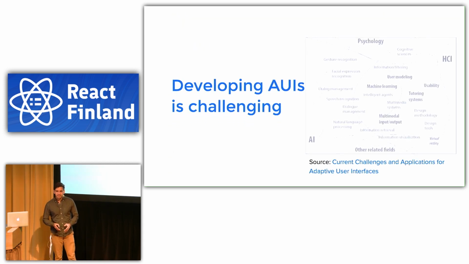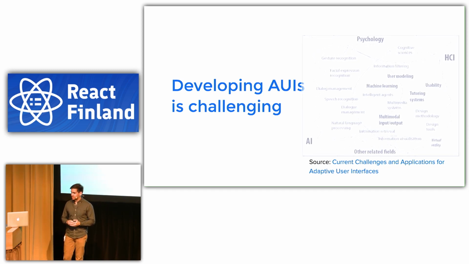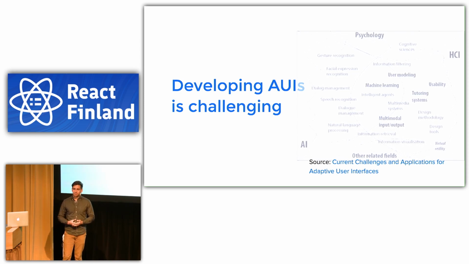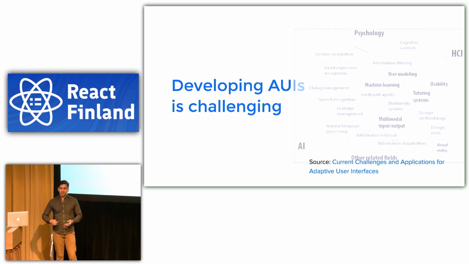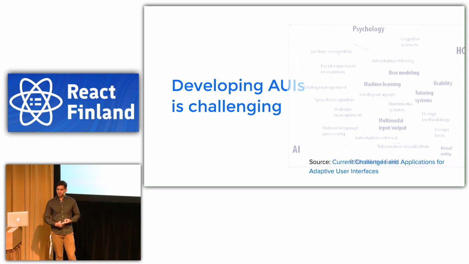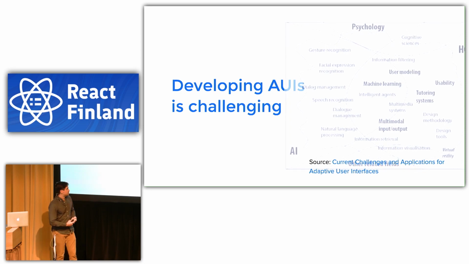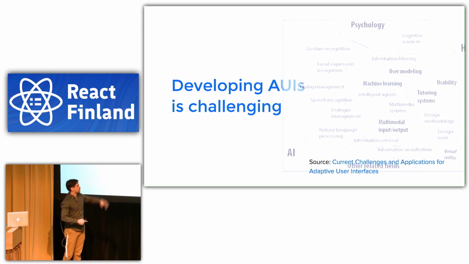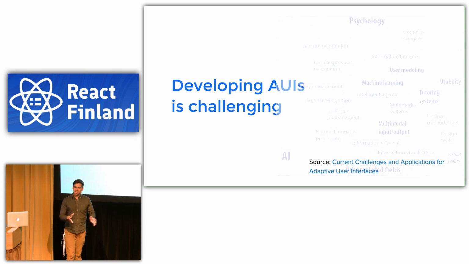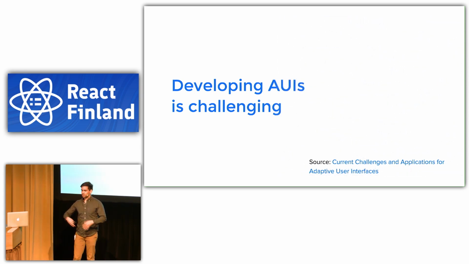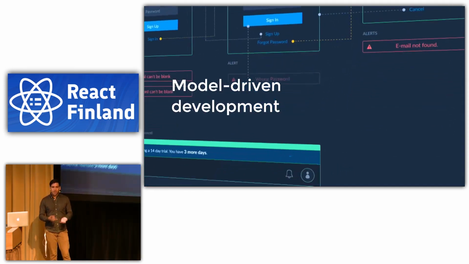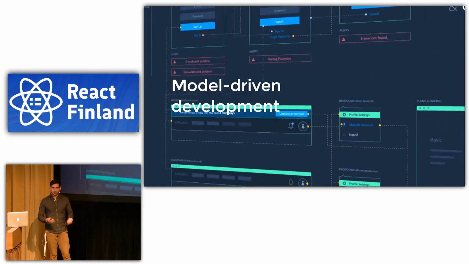However, developing adaptive user interfaces is definitely challenging. There are a lot of things involved with adaptive user interfaces, such as the intersection between human-computer interaction, artificial intelligence, and also user modeling. And you could see all of these things sort of combined here. It definitely is a lot more than taking a mock-up, putting it in React or Vue or whatever, and just implementing it. So how could we do this with our current development?